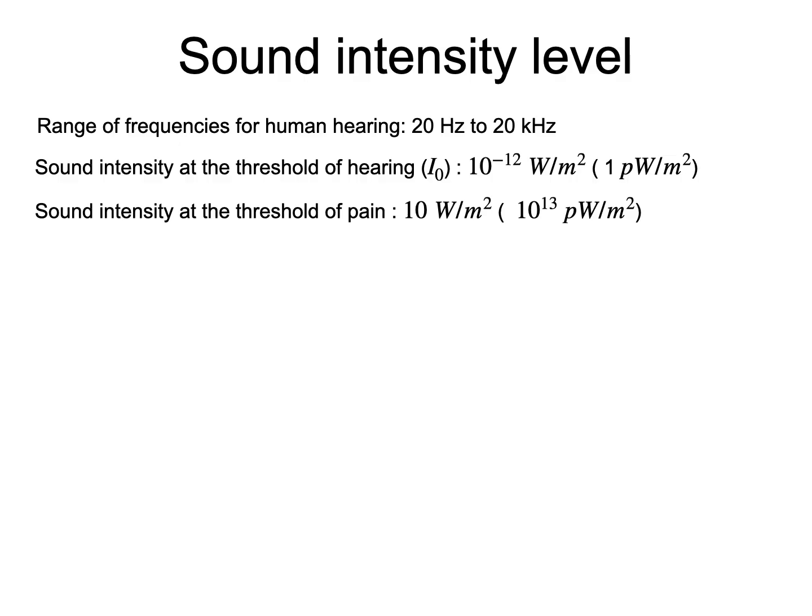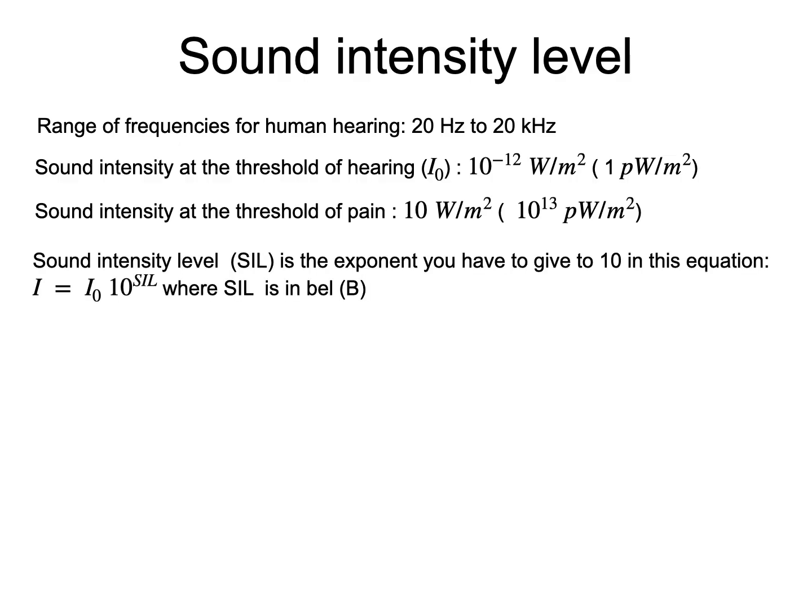It has to do with the exponent that you have to give to 10 to get the ratio of the sound intensity and the sound intensity at the threshold of hearing. That exponent is called the sound intensity level, labeled with its acronym SIL, and is measured in bels in honor of the inventor of the telephone, Alexander Graham Bell.